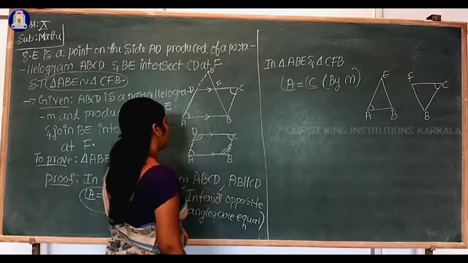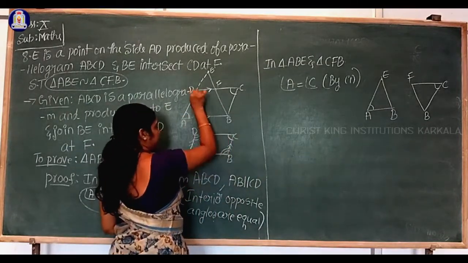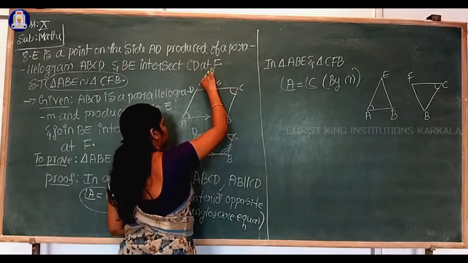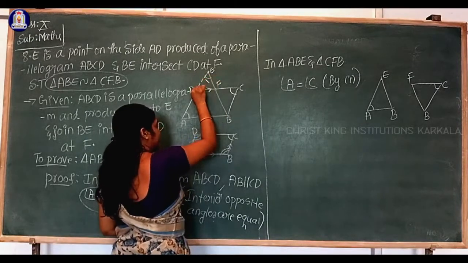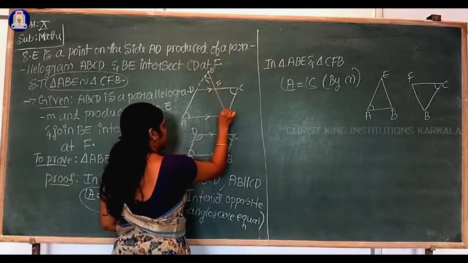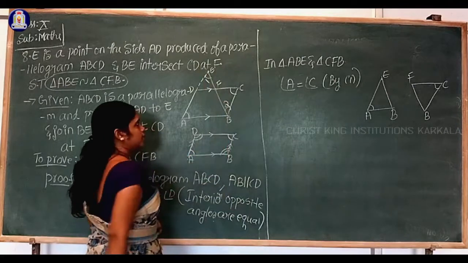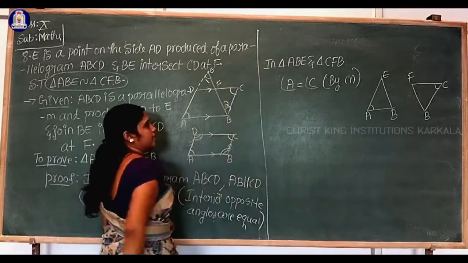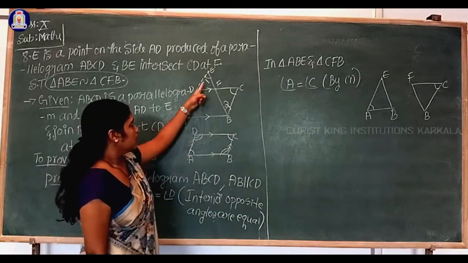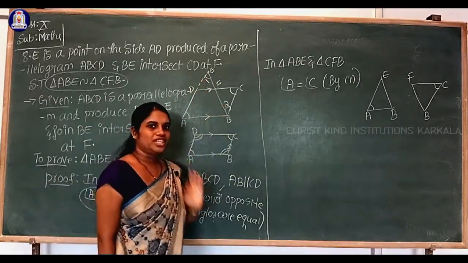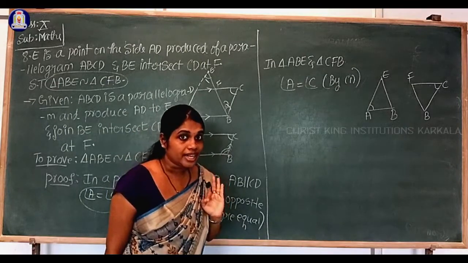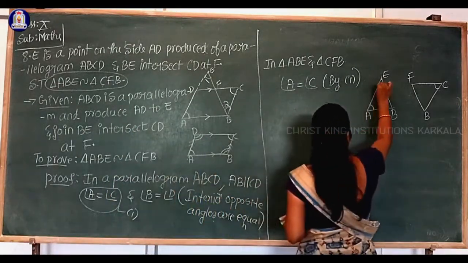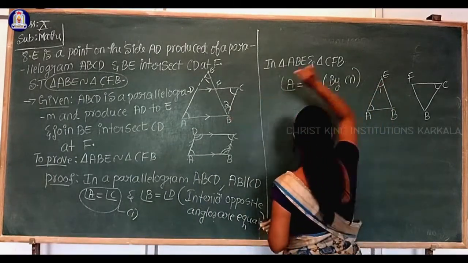See here, anyhow, AB is parallel to CD. I will mention this angle as angle 1, that is angle DEF. Again, I'll mention this angle as angle 2. So what is our angle 2? FBC. Can you observe here angle 1 and angle 2? These are the alternate angles. So I'll mention here angle E is equal to 1 and angle B is equal to 2.